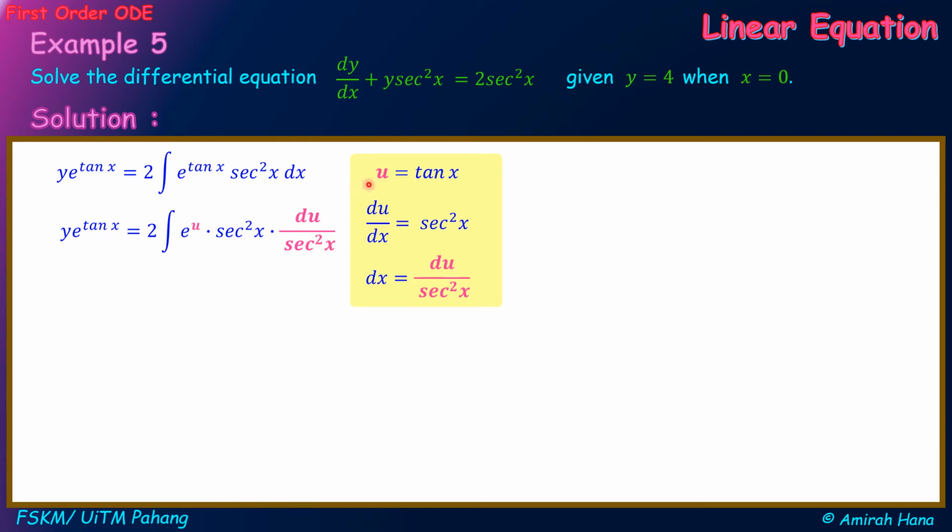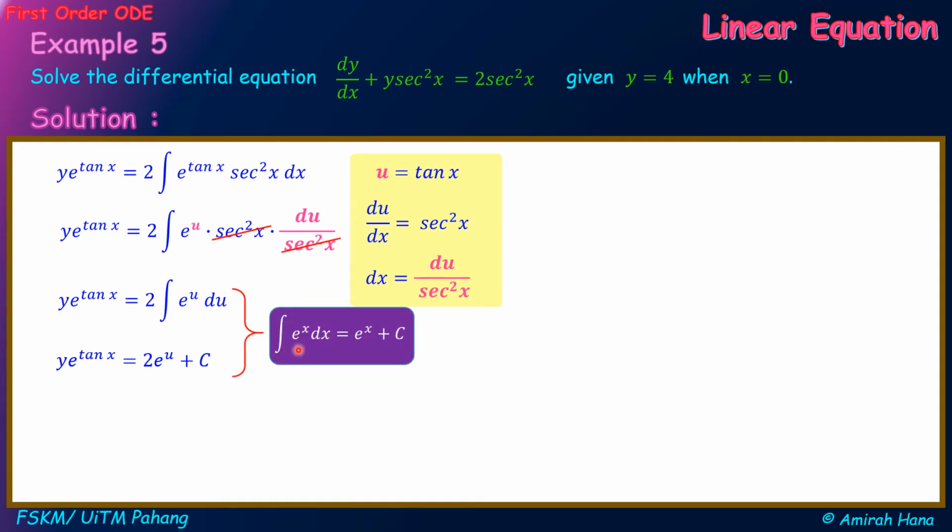And if we choose the correct method and the correct u, we can simplify all terms containing x. So in this case, we can simplify sec squared x here and sec squared in the denominator here. Right? And after that, we have y e to the power of tangent x equals 2 e to the power of u du. Okay? And then, we can integrate e to the power of u du using this formula.